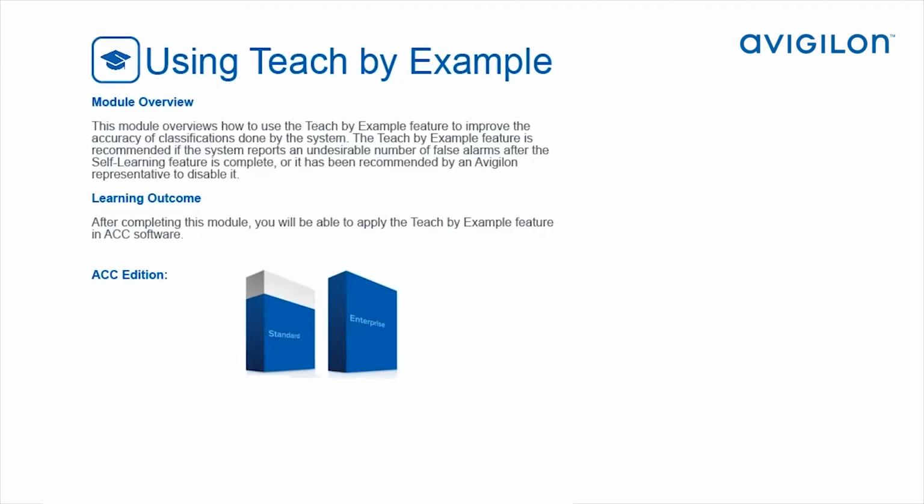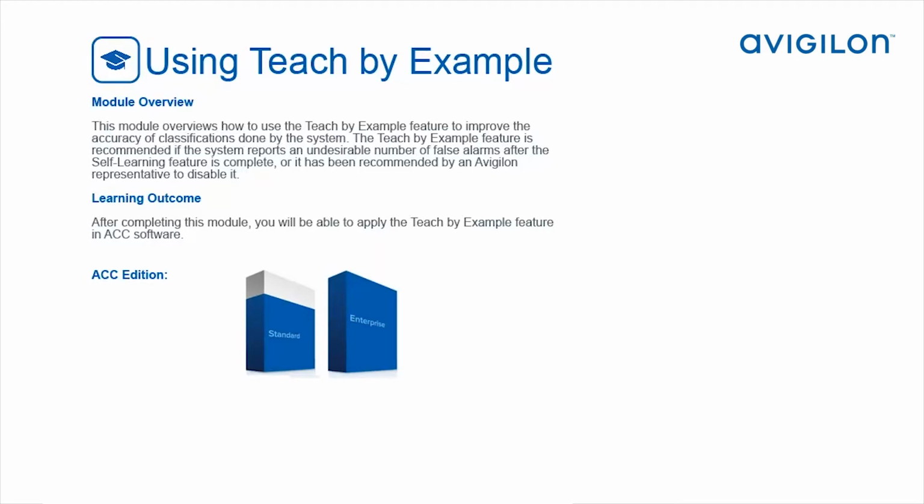This module overviews how to use the Teach by Example feature to improve the accuracy of classifications done by the system. The Teach by Example feature is recommended if the system reports an undesirable number of false alarms after the self-learning feature is complete, or it has been recommended by an Avigilon representative to disable it. After completing this module, you will be able to apply the Teach by Example feature in ACC software.